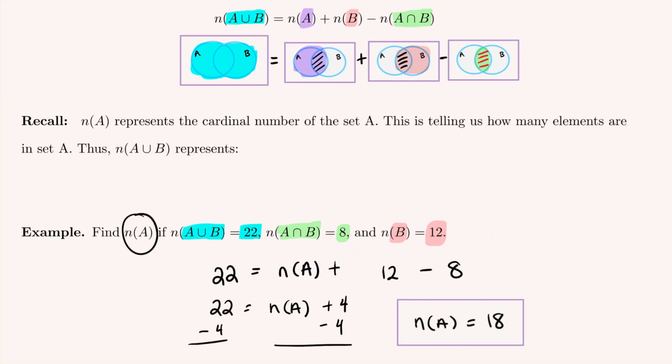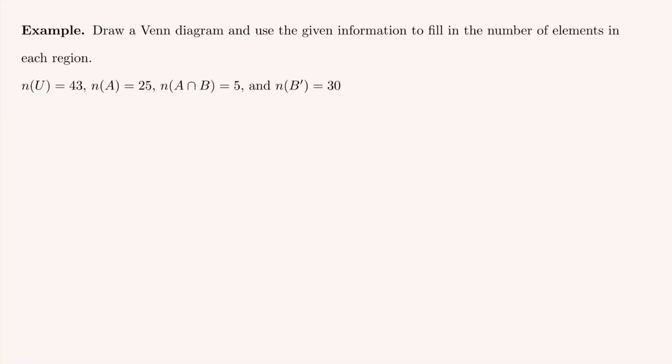So we can use this formula not only to find the number of elements in A union B, but if we have 3 of the 4 pieces of information, we can fill it into the formula and then isolate to find the missing piece. So in our next example, we're asked to draw a Venn diagram and then use the given information to fill in the number of elements in each region.